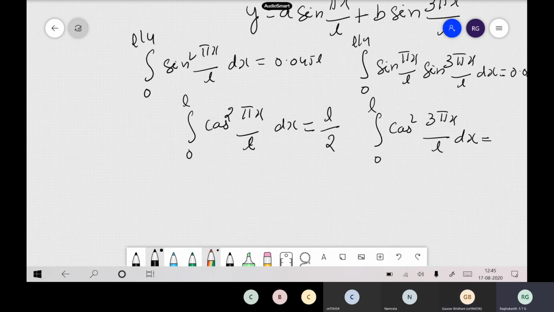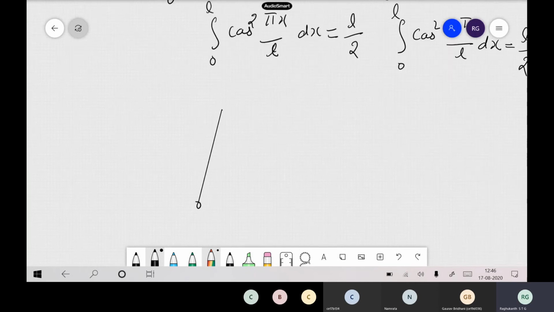No, it is not L by 6. That's what I told you, right? Because of the orthogonality property, cos square 3 pi x by L or cos square 5 pi x by L, whatever you take, will be L by 2 only. You can verify yourself. And what is this integral, 0 to L of cos pi x by L and cos 3 pi x by L dx? What is this integral?